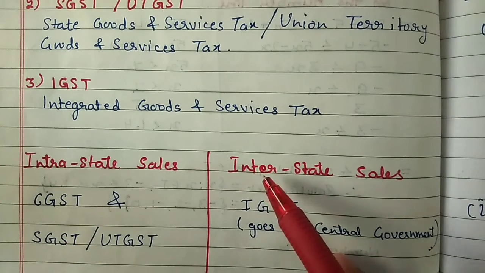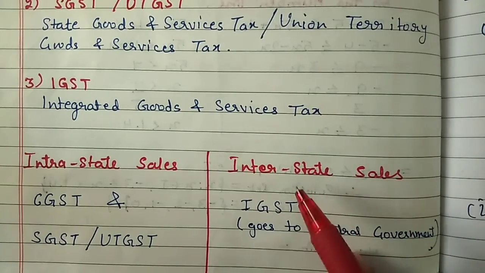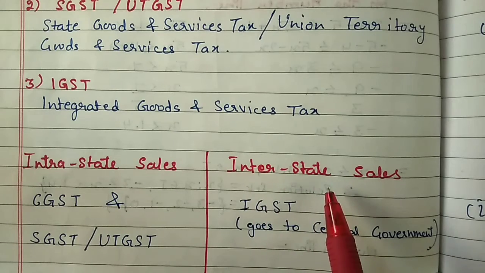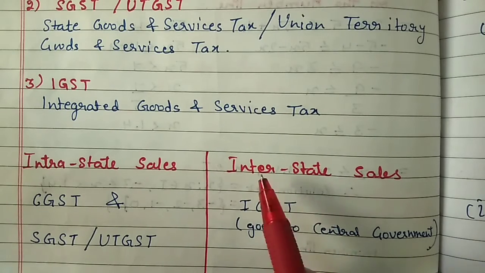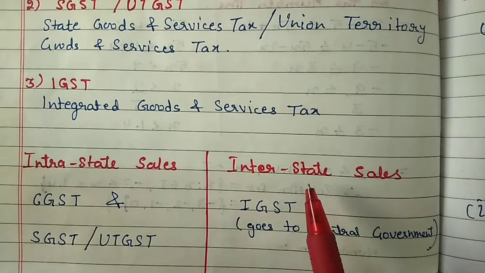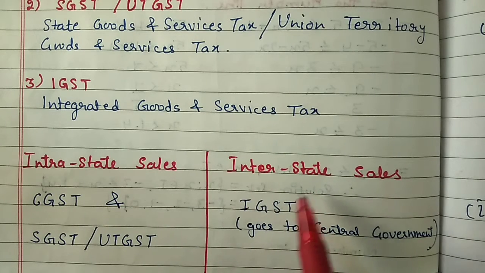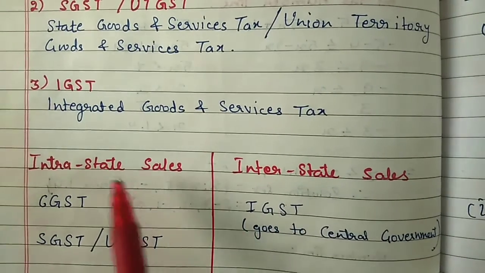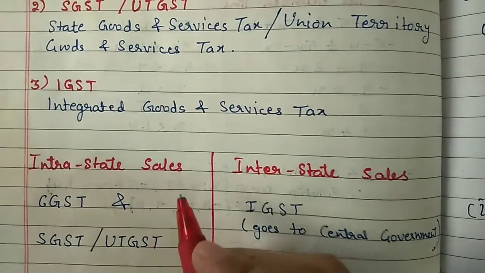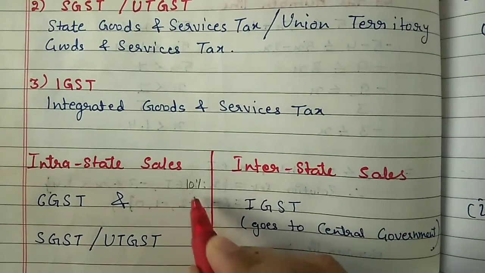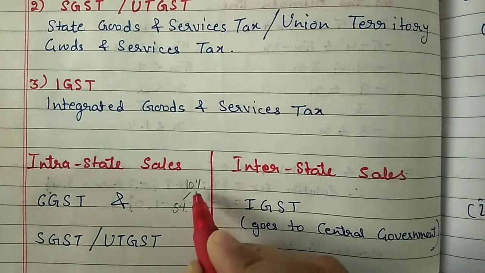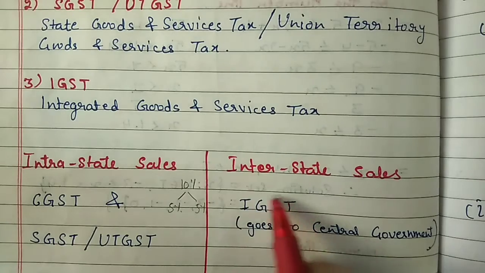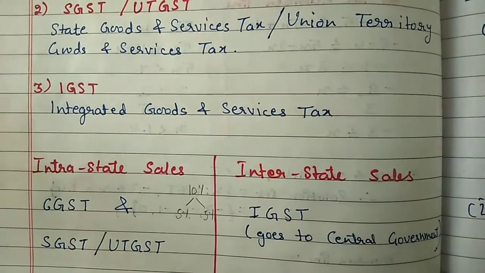And second one, interstate sales. When a dealer is purchasing an item from one state but he is selling the item in another state, now two states are involved, from one state to another state. In this case the GST will be IGST and the whole tax will go to the central government. In intra-state, suppose GST is 10%. Then 5% will go to the state government, 5% will go to the central government. Here in interstate, the total 10% will go to the central government only.